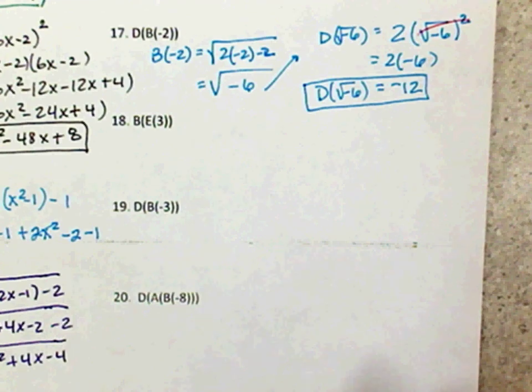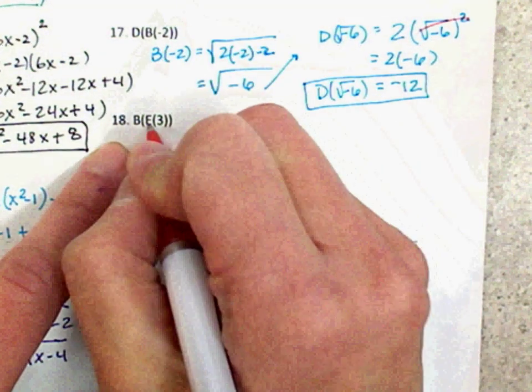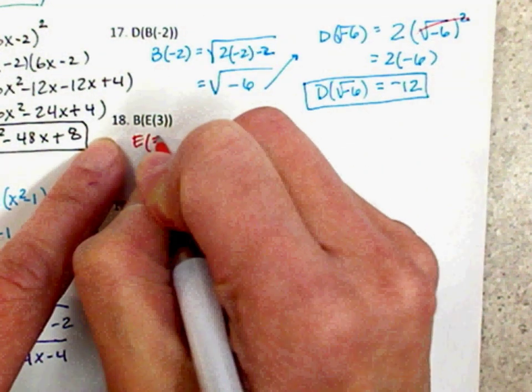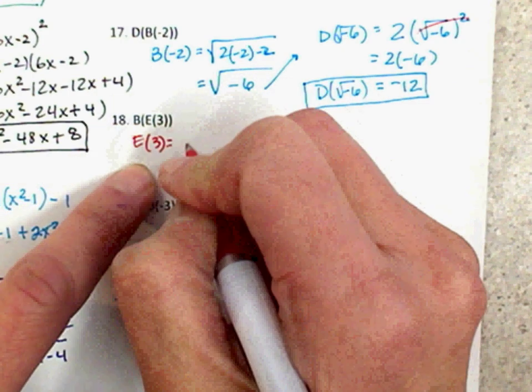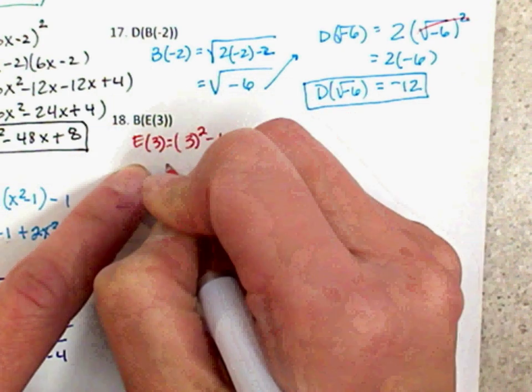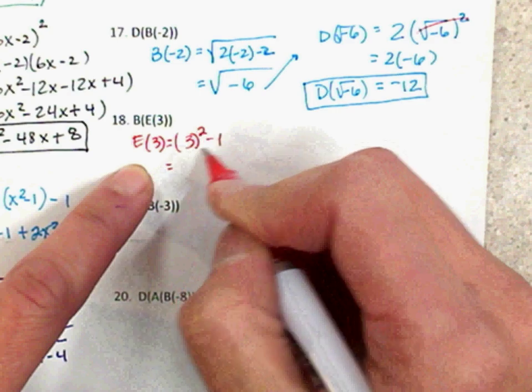Let's go to number 18. We're going to start with E of 3. So I'm going to substitute 3 wherever I see an x. So 3 squared minus 1. 3 squared is 9, minus 1 is 8.